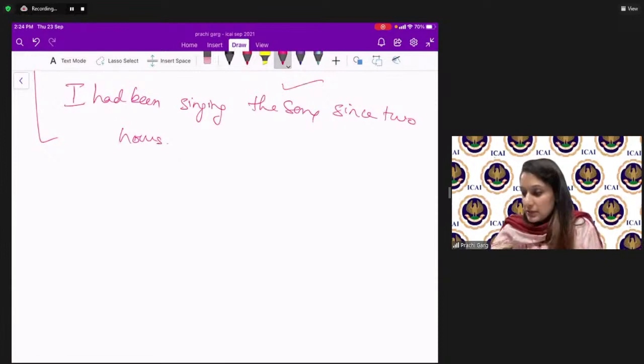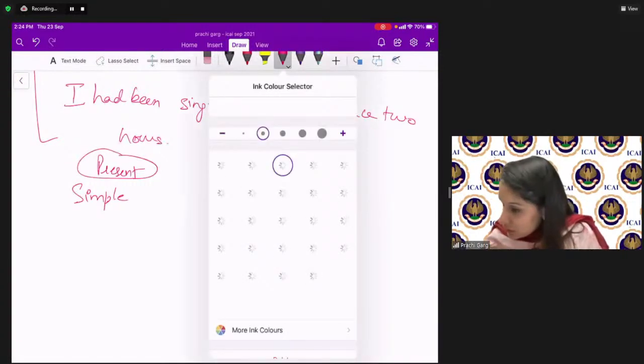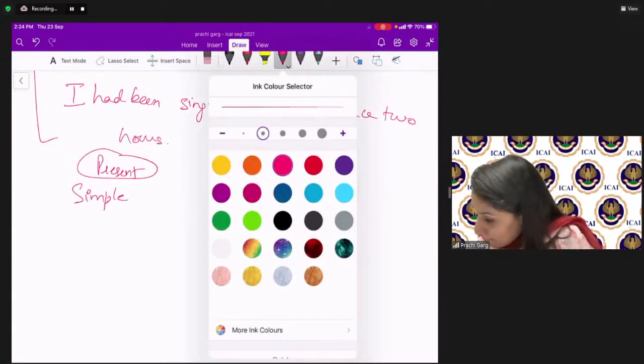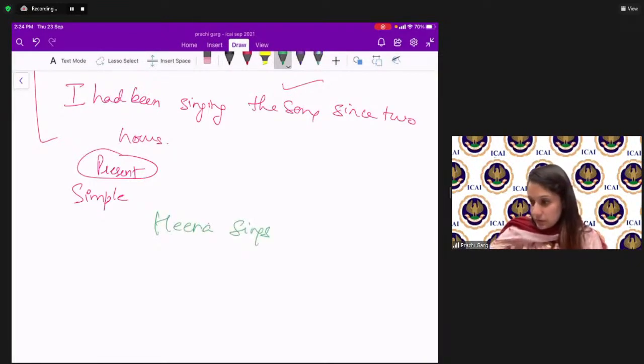Quickly. Now let's talk about the simple present. Why am I not changing the color of my pens? Right. Okay. So now simple. Simple is simple again. Hina sings a song.